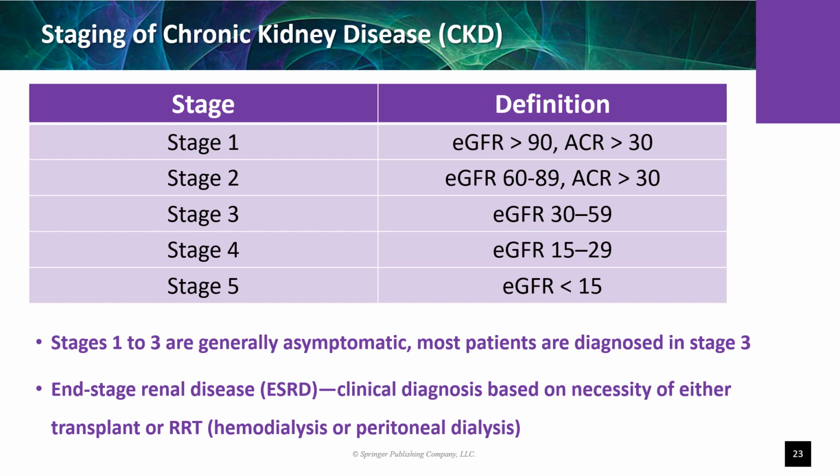When considering chronic kidney disease, one also needs to consider other disease processes or comorbidities, including diabetes and hypertension, because both of these can accelerate kidney disease in individuals.